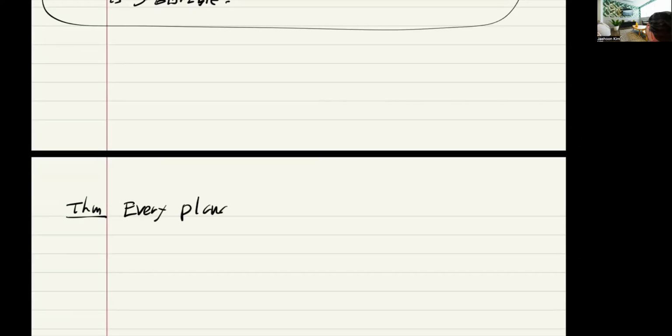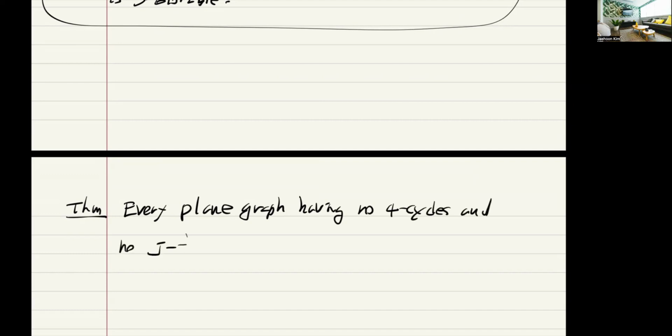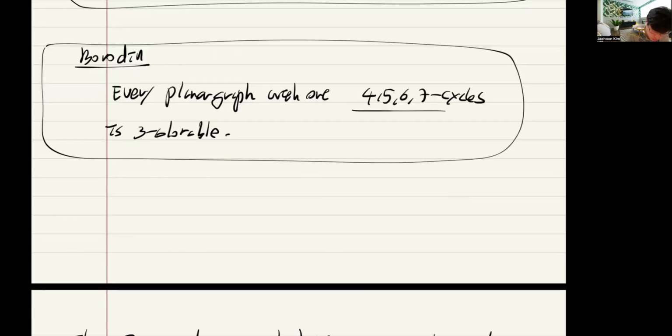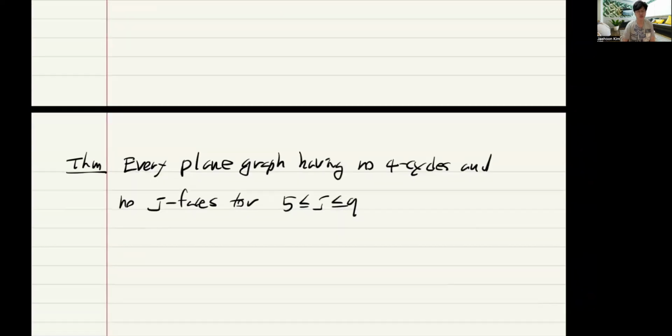If you have a plane graph having no 4-cycle and no j-faces for any j between 5 and 9. In particular, instead of 4, 5, 6, 7, we take 4, 5, 6, 7, 8, 9. And this is 3-colorable. So let's show that.